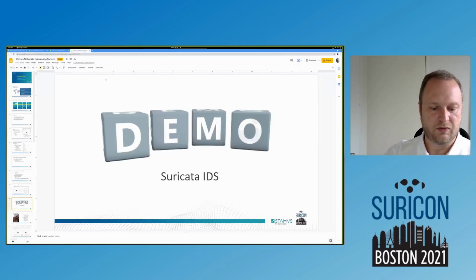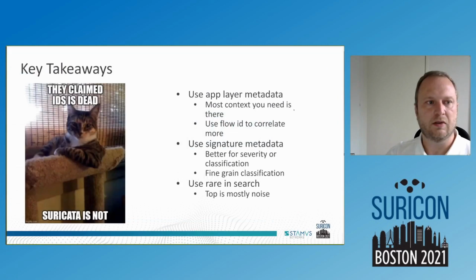So if I switch back, what are the key takeaways of this dashboard? By using the application layer metadata, we managed to have more context to understand what is happening, and we got nice information about what is happening on the system. We also, by using the signature metadata, have a better classification than what we usually have with severity or classification.